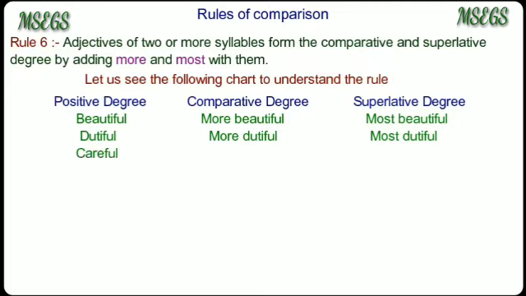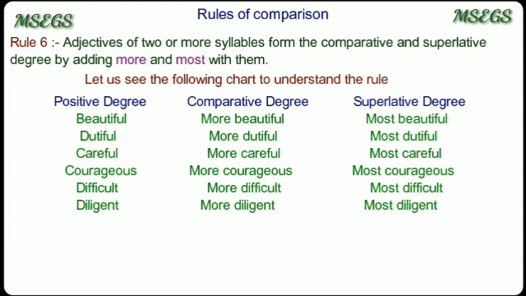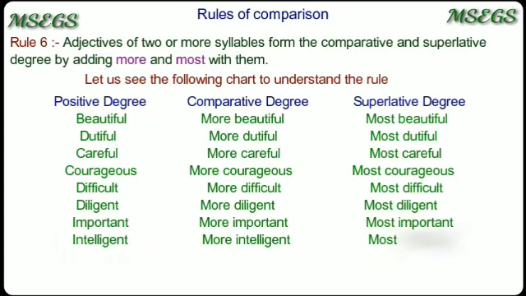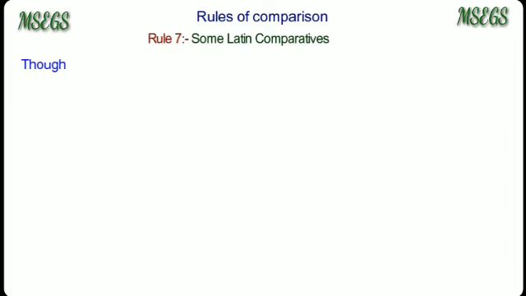Now, rule number 6. Adjectives of 2 or more syllables form the comparative and superlative degree by adding more and most with them. So let us see with the examples. Beautiful becomes more beautiful in comparative degree and most beautiful in superlative degree. Likewise, dutiful, more dutiful, most dutiful, careful, more careful, most careful, courageous, more courageous, most courageous. So you can note down all the examples from this video.